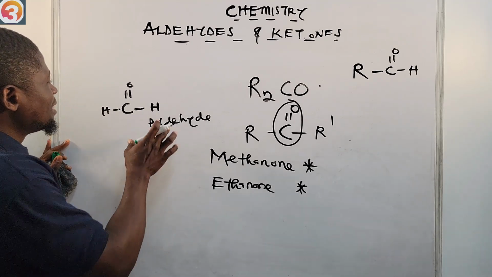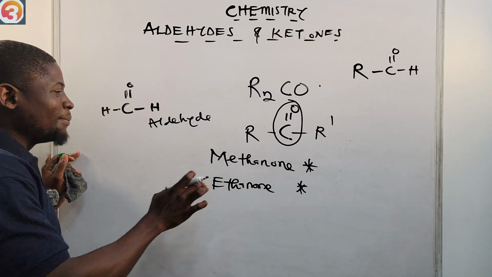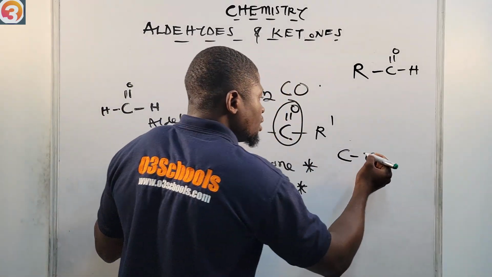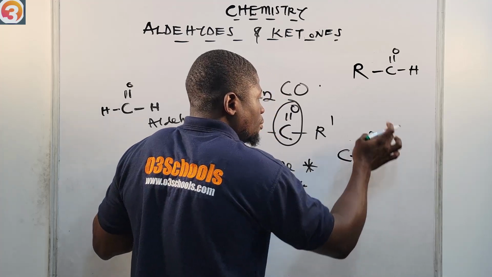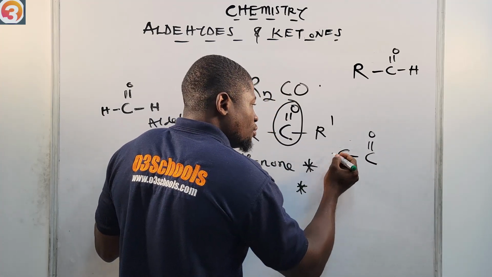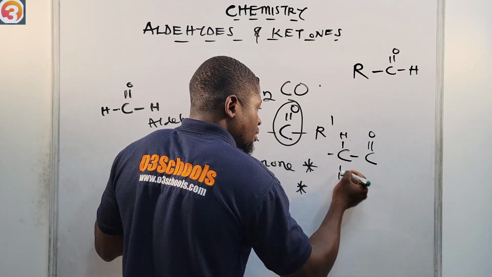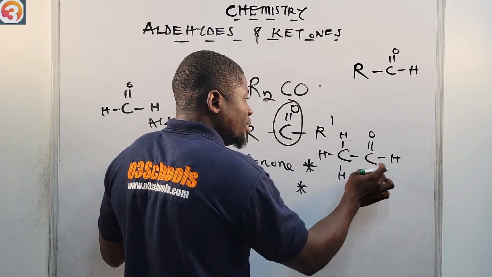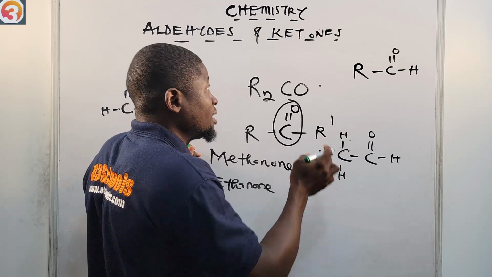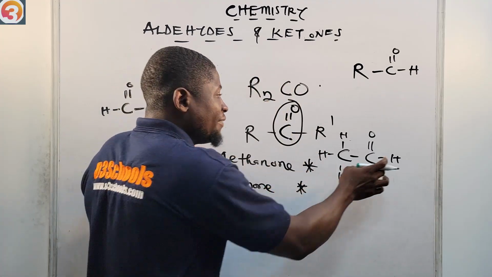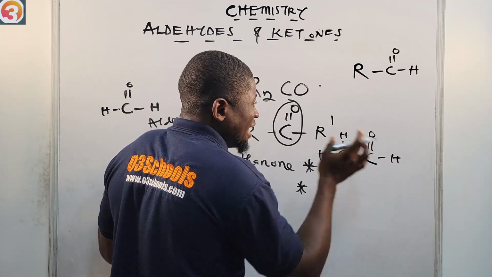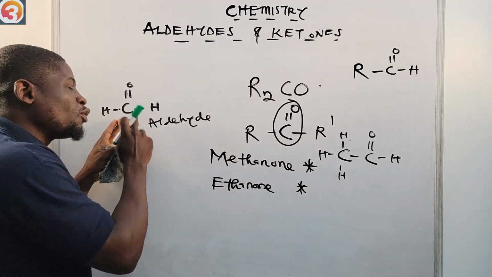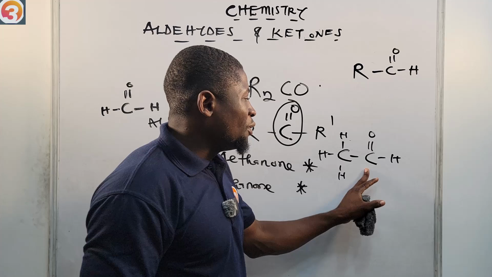So now, we cannot have anything like methanone. If you have two carbon atoms, let's say C, and you put a double bond here, C double bonded to O, since it's two carbons, let's complete our structure: 1, 2, 3, 4. Will this be an alkanone or an aldehyde? This would also be an aldehyde. We cannot have an alkanone having two carbon atoms. We cannot have an alkanone having one carbon atom.